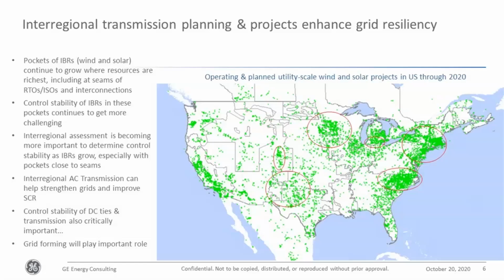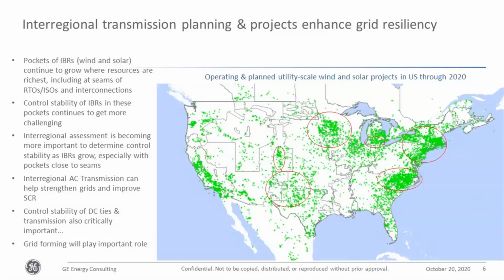And interregional transmission planning is about understanding how to assess the weak grid situations and control stability of what's happening just across the border. Regional AC transmission can help strengthen grids and improve short circuits. So what new visibility do we need to have, and how do we look at sharing this capability across regions is critically important.